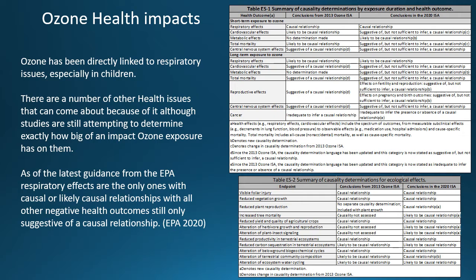The chart located in the upper right hand of the screen is displaying a summary of causality determinants by exposure duration and health outcomes, while the chart below it is indicating the causality determinants for the ecological effects. As of the latest guidance from the EPA, respiratory effects are the only ones with causal or likely causal relationships, with all other negative health outcomes still only suggestive of a causal relationship.